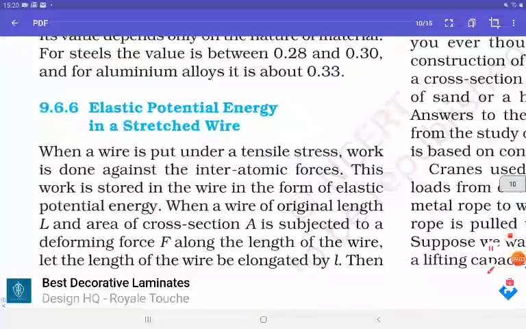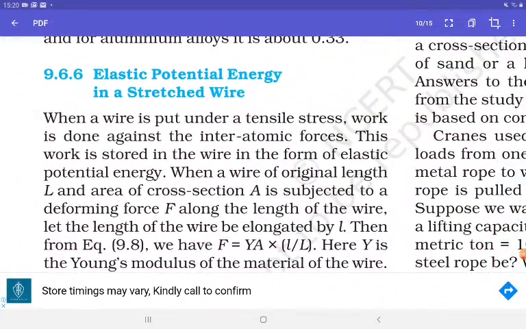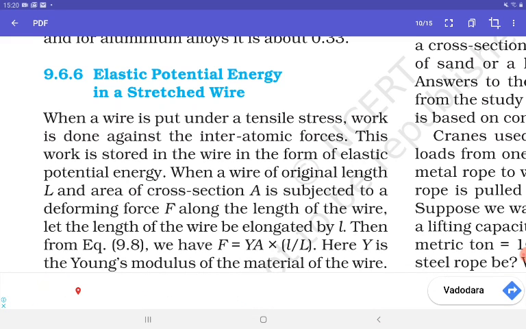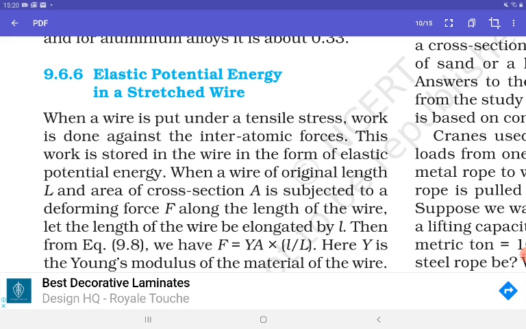Elastic potential energy in a stretched wire. When a wire is put under a tensile stress, work is done against the interatomic forces. This work is stored in the wire in the form of elastic potential energy.